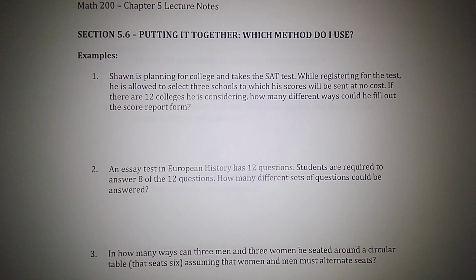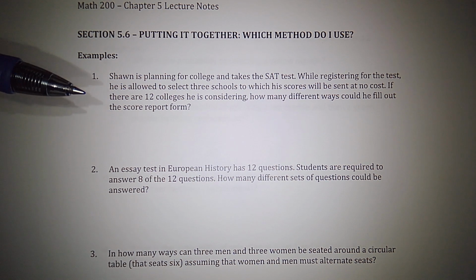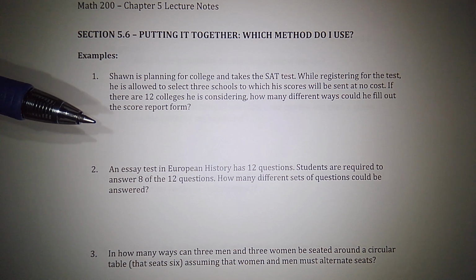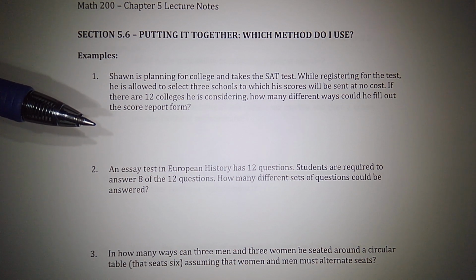For example, Sean is planning for college and takes the SAT test. While registering for the test, he is allowed to select 3 schools to which his scores will be sent at no cost. If there are 12 colleges he is considering, how many different ways can he fill out the score report form?